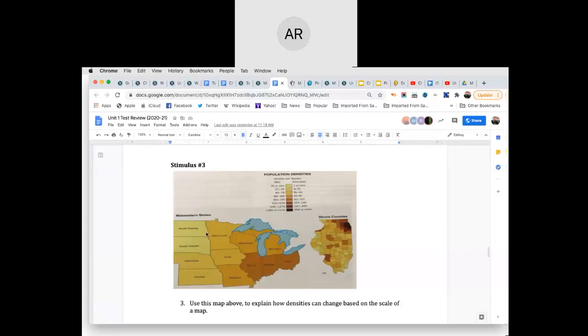Like I gave an example in most classes today. Minnesota, we have a little over 5 million people. But if we zoom in to Minnesota specifically, we'd see that over 4 million would be in the Twin Cities metropolitan statistical area.